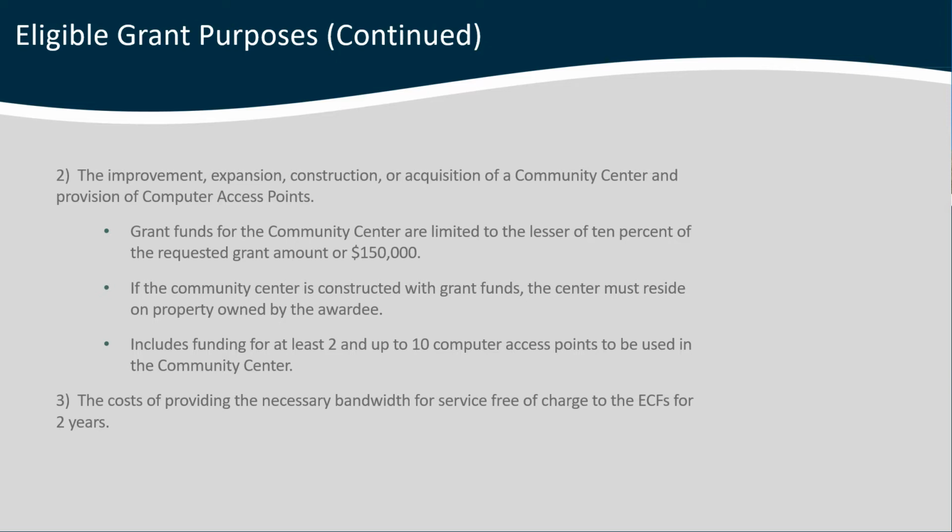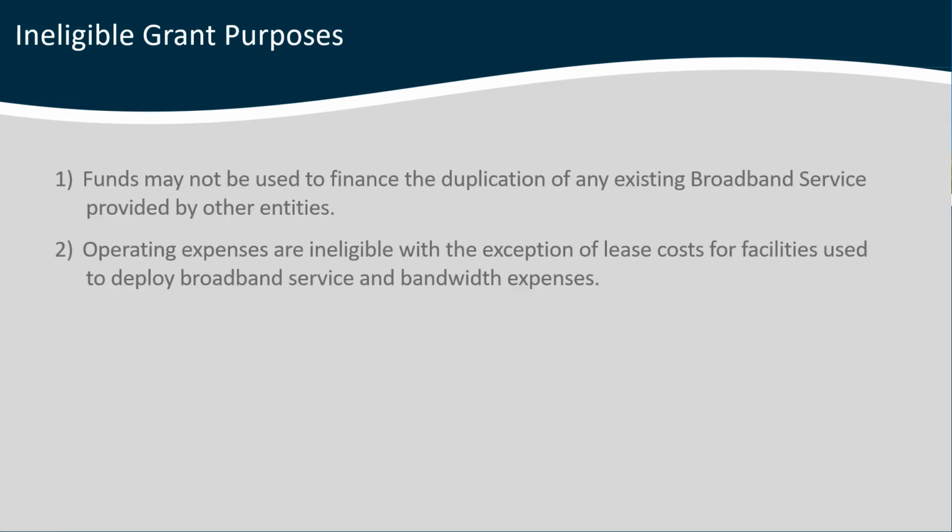Category number 3 is the cost of providing the necessary bandwidth for service free of charge to the ECFs for 2 years. So in terms of ineligible purposes, funds may not be used to finance the duplication of any existing broadband service provided by other entities, and operating expenses are ineligible with the exception of lease costs for facilities used to deploy broadband service and bandwidth expenses.